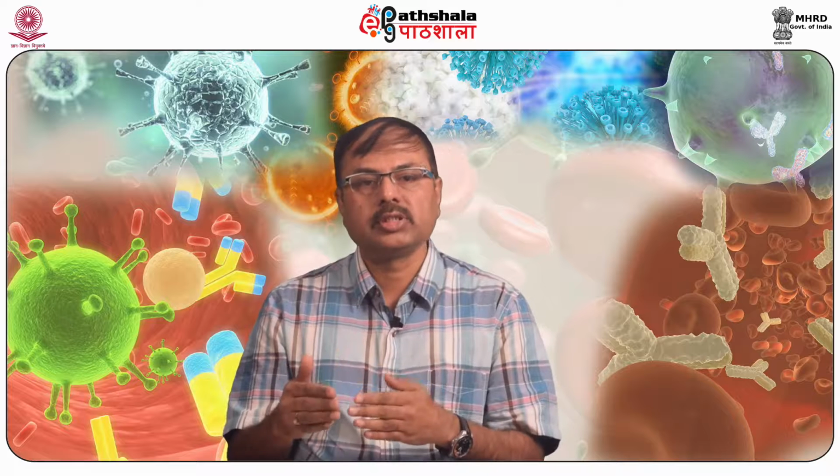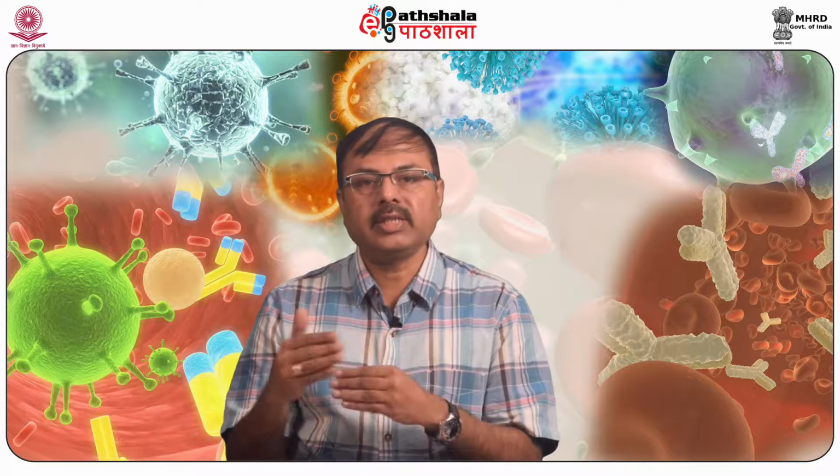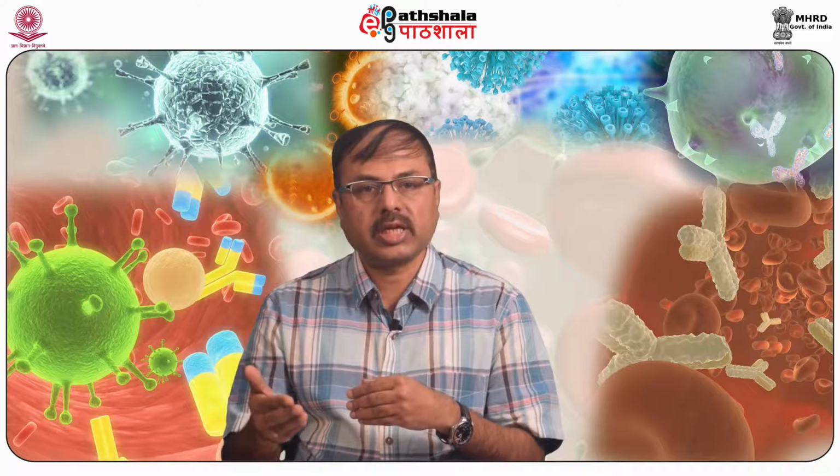B cell or B lymphocyte, a white blood cell that produces antibodies specific to the antigen. Basophil, a white blood cell that releases histamine, a substance involved in allergic reactions, and that produces substances to attract other white blood cells such as neutrophils and eosinophils to the site of injury and is responsible for inflammation.